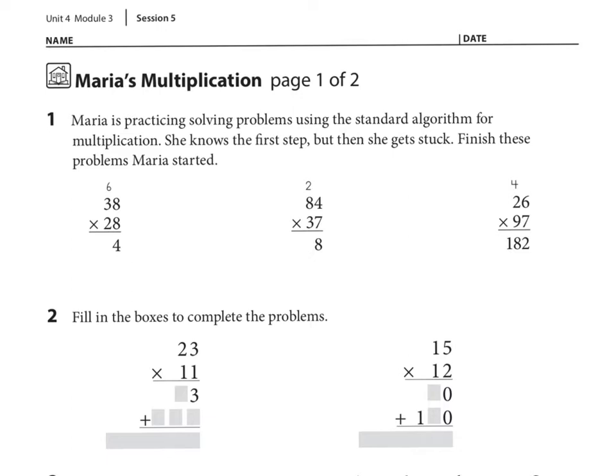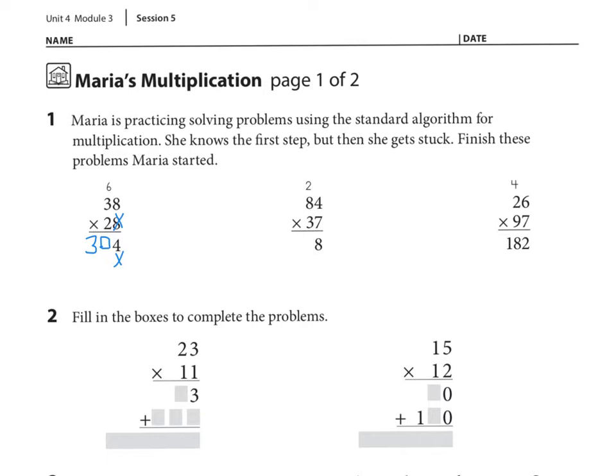So we see number 1 that she multiplied 8 times 8 and got 64. What does she do next? Well, we know that then we take 8 times 3, which is 24. Add the 6 up top, which is 30. And then we're done with the 8 in the ones place. So we hold the place value, move to the 2.